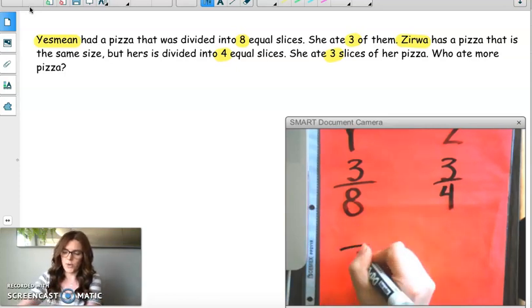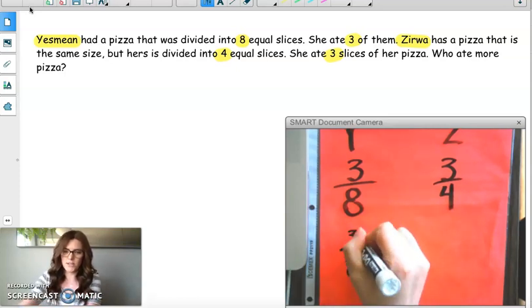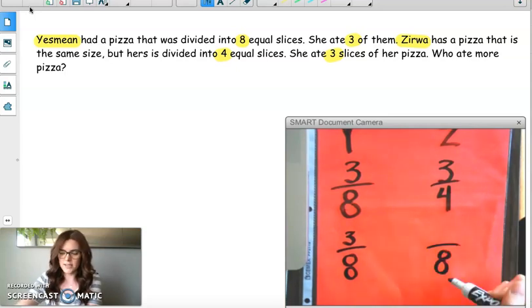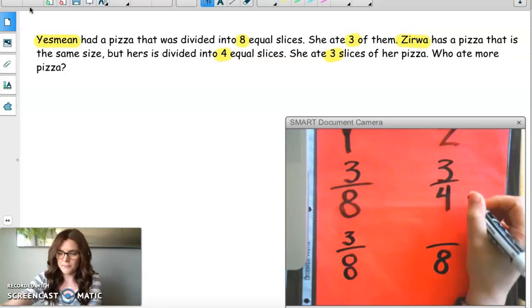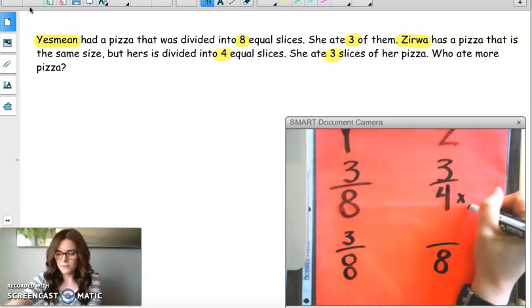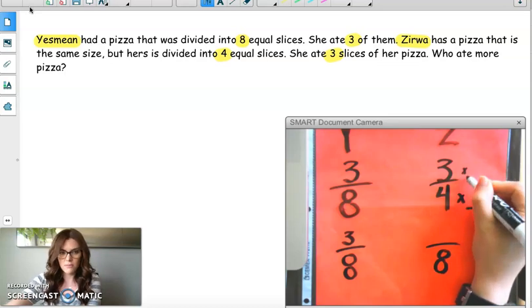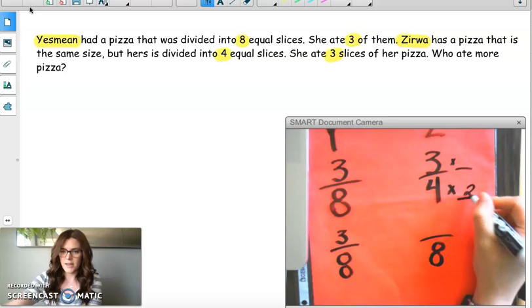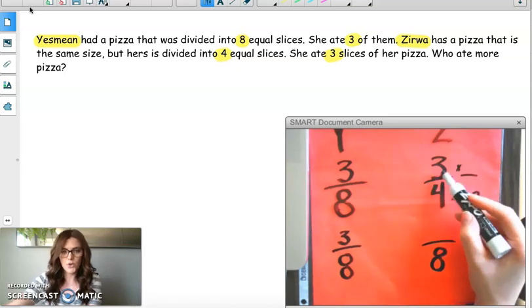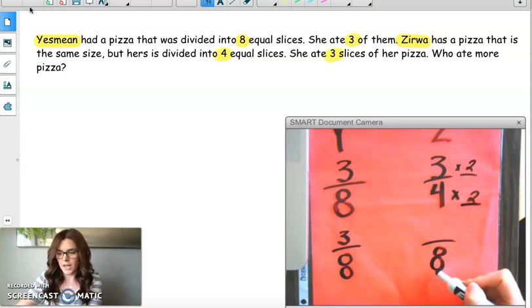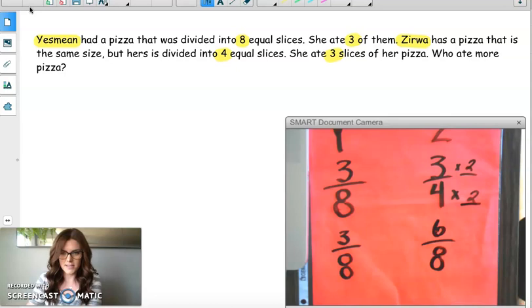We can easily change the 4ths into 8ths. So we're going to bring this one down. This one is going to say 3/8. Now, if we change the 4ths into 8ths, what did we have to multiply 4 by in order to get 8? Whatever we multiply the 4 by, we must multiply the 3 by. So we know that 4 times 2 is 8. That means that we have to multiply our numerator by 2 as well. So our new fraction for Zurwa's pizza is going to be 6/8, okay?